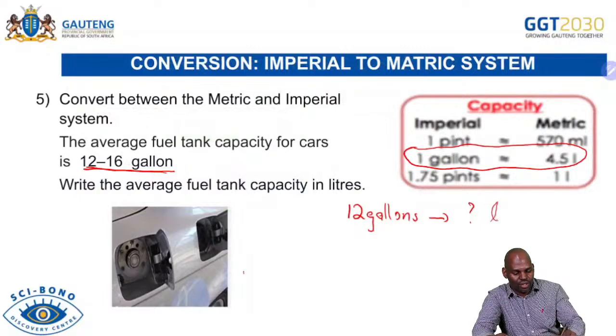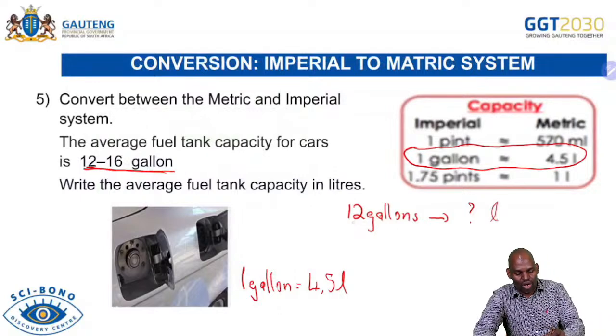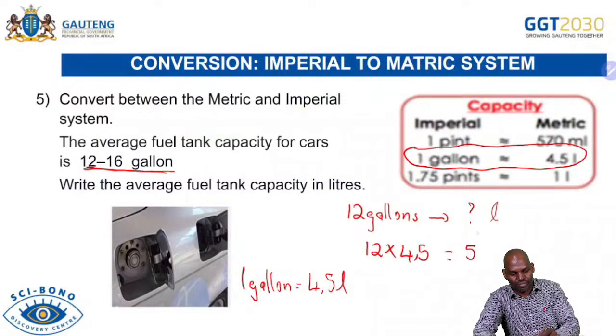It's 1 gallon, it's equals to 4,5 liters. So what does that mean? If we want to convert from gallon to liters, we multiply by 4,5. But if we want to convert from liters to gallons, we divide by 4,5. So in this case, we can take 12, we multiply by 4,5. Okay, 12 multiplied by 4,5. So 12 times 4.5 is 54.